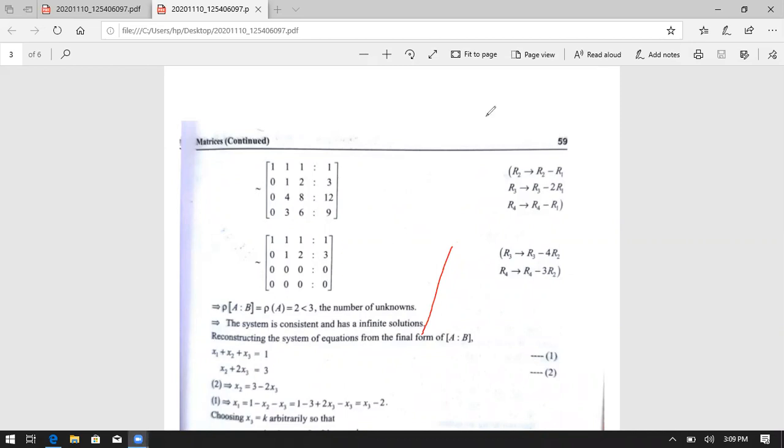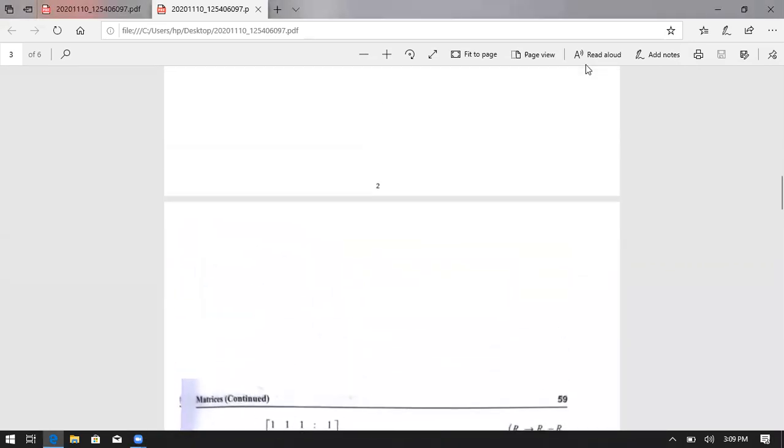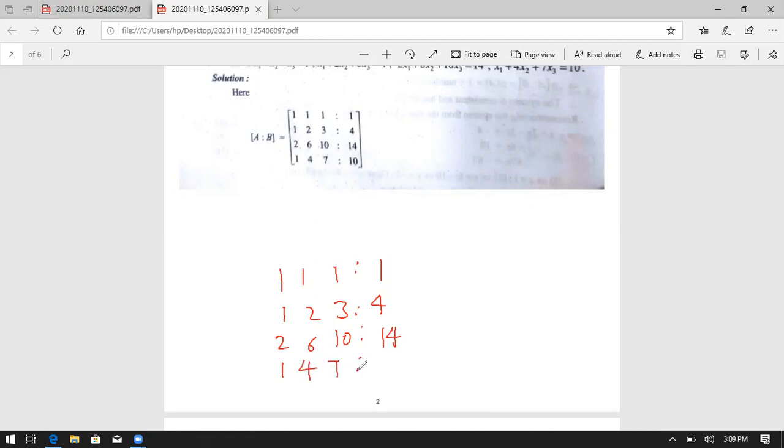Okay, see here, we take the row operation, first R2. What is the R2? I write here: 1, 1, 1, 1. Next 1, 2, 3, and 4. Next 2, 6, 10, and that is 14. Next, the last equation: 1, 4, 7, and 10. This is the rank of AB, the augmented matrix, that is A|B.